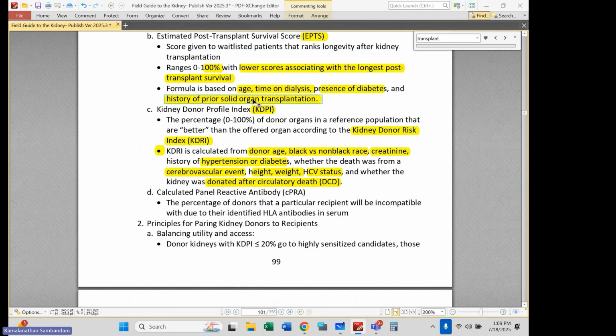The KDPI takes that kidney donor risk index and just compares that to a reference population in order to get the KDPI. This is the number we use, KDPI. KDRI is just generated from all these attributes. It translates to a KDPI. Higher KDPI is bad, bad quality organ or worse. These two, again, are limited in their ability to predict the quality of the organ.